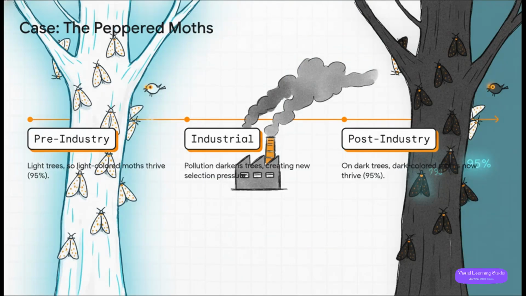A perfect example of this in action is the famous story of the peppered moths in England. Before the Industrial Revolution, the tree bark was light-colored, so the light moths were almost invisible to birds, and they did great. But then, factories started pumping out soot that turned the trees dark. All of a sudden, a rare random mutation for dark-colored wings became a massive advantage. The dark moths were now the ones that were camouflaged, and they survived to have more babies, while the light moths got eaten. The whole population's genetics literally shifted before our eyes. That's natural selection in action.